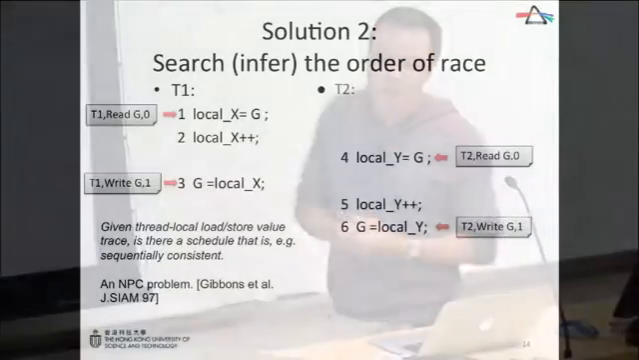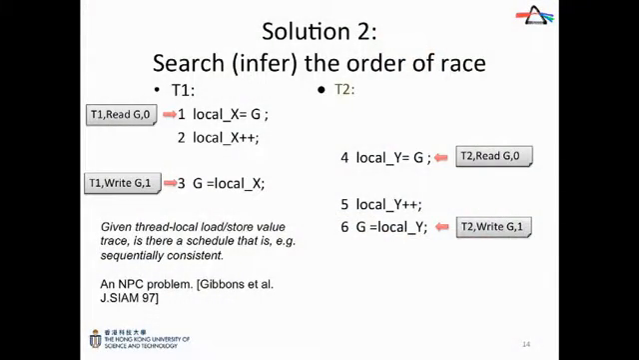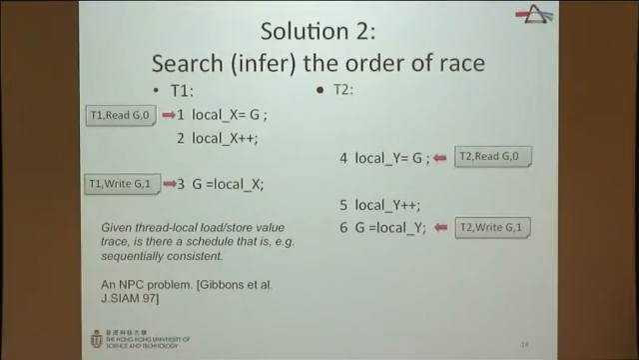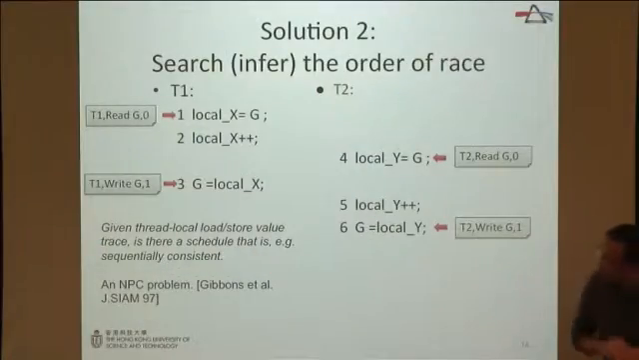So help me understand why it's NP complete. Well, it's not. The reconstruction is NP complete. As I stated here, given the thread-local load-store value trace, like the ones that I show here, deciding if there is a schedule that's sequentially consistent is an NP-complete problem. This is shown in the SIAM paper. 1, 2, 4, 3, 5, 6. That's the thing that's NP complete.